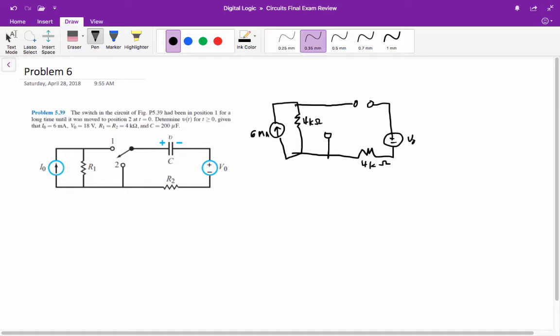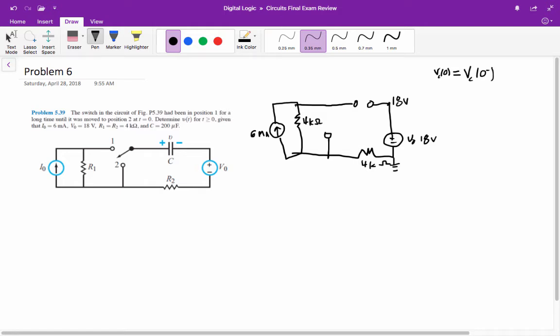Okay, so if you look, this whole side of the circuit is open, so there's no current flowing through any of this. So if this is ground, and V0 is 18, then the voltage here is 18. Now the reason I'm interested in this is we need to find V of 0 on the capacitor. So Vc of 0. Because voltage on a capacitor can't change instantaneously, Vc of 0 has to be the same as Vc of 0 minus. So that's what we're trying to get right now.